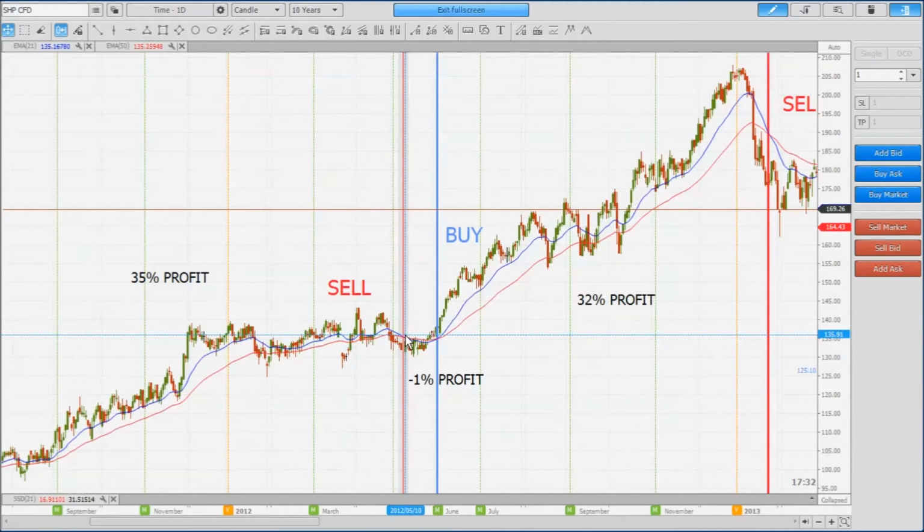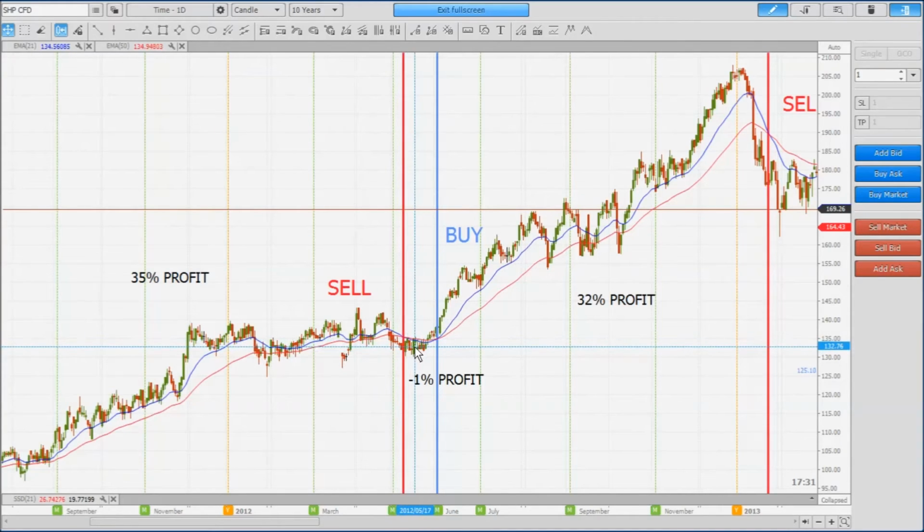Now, we would have entered a short position. The short position would have been triggered here and held till there, and the profit would have been negative 1%. So this method, as you can see, is not always foolproof, and you would have lost 1% there.